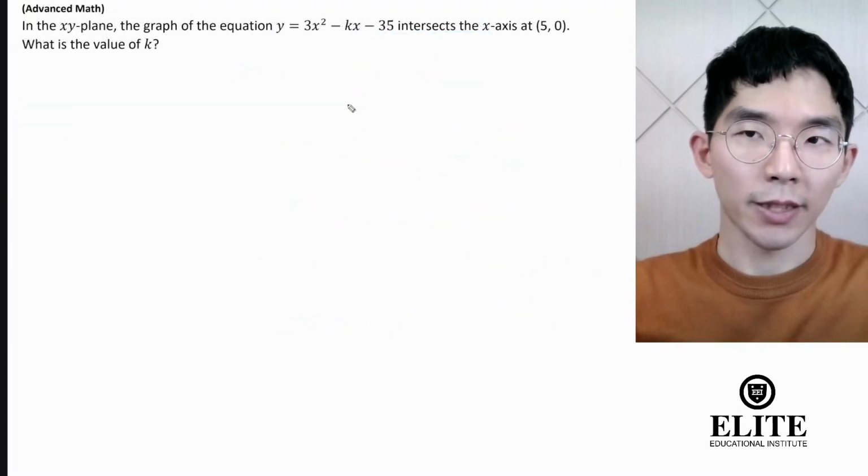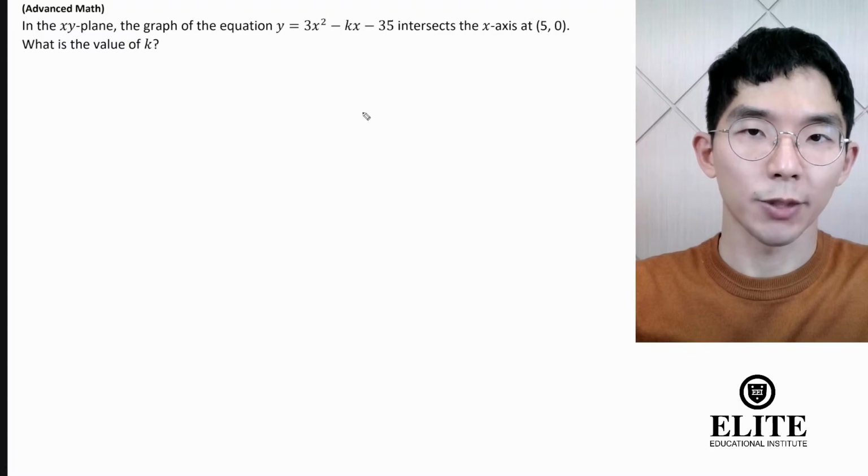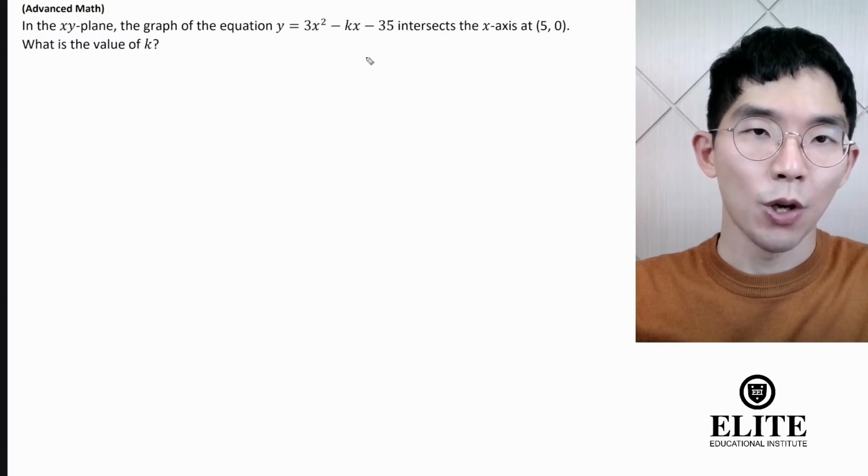Now, let's try the next problem in advanced math. In the xy plane, the graph of the equation y is equal to 3x squared minus kx minus 35 intersects the x-axis at point (5, 0). What is the value of k?